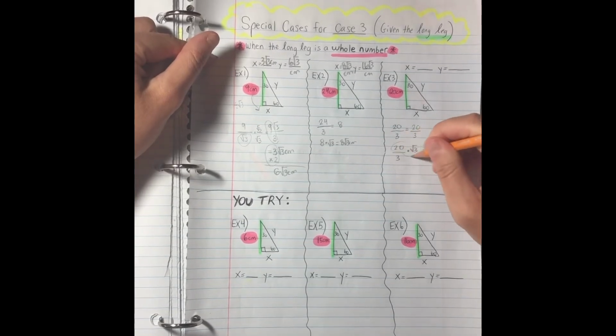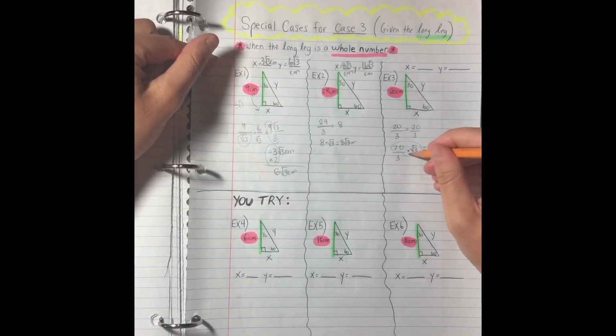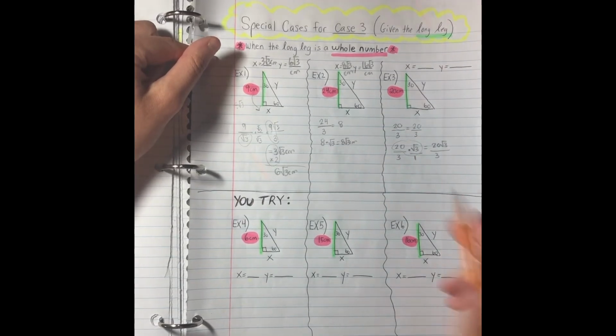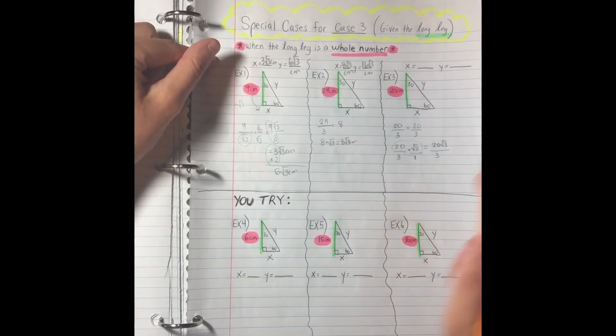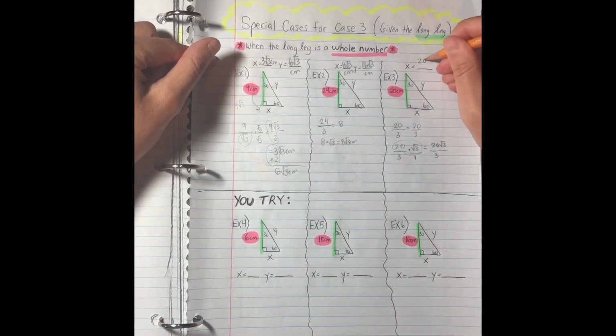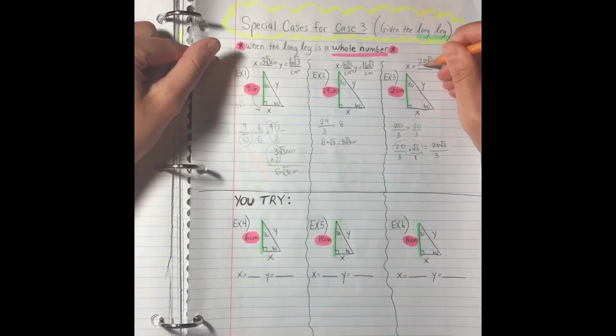So you're just pairing those together, right? Because technically that radical 3 is over a 1. I multiply those two together, get 20 root 3. I multiply 3 times 1 to get 3. So I can keep x as 20 radical 3 over 3.